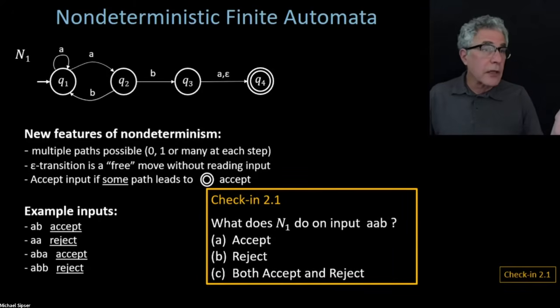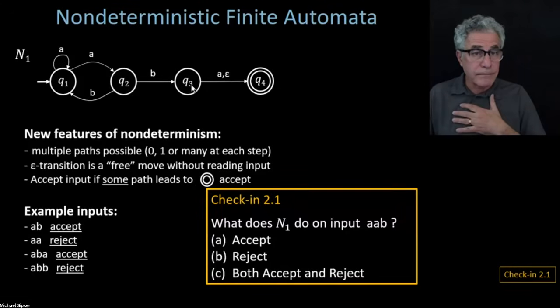You could also think about it the way we did before. If you read an A, it's in the two possibilities Q1, Q2. You read a second A, again in the possibilities Q1, Q2. Now you read a B, it's in possibilities Q3, Q4. Q4 is an accepting state. That overrules the non-accepting state, and so the machine accepts.